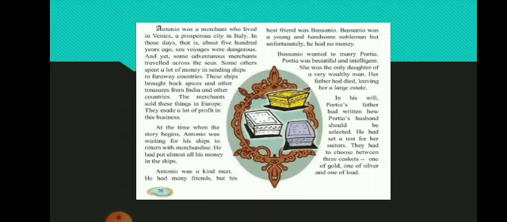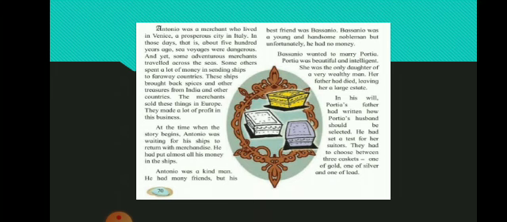At the time when the story begins, Antonio was waiting for his ships to return with merchandise. Antonio was also a merchant. He was waiting for his ships to return with merchandise. Merchandise means goods that are bought and sold. So he was waiting for his ships to return with merchandise, that is, as told earlier, with spices and treasures. He had put almost all his money in the ships.